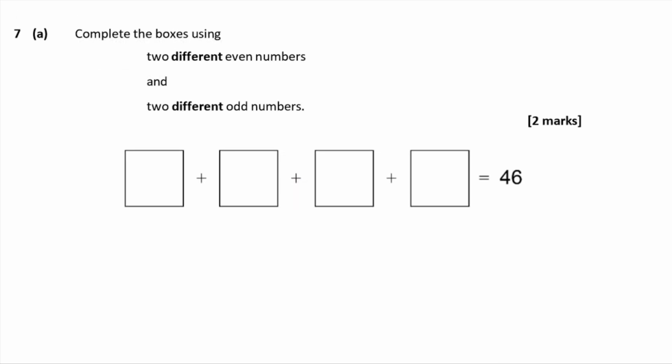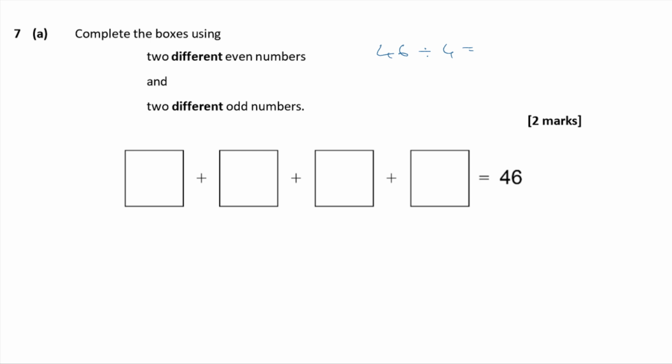Okay. Question 7a. Complete the boxes using 2 different even numbers and 2 different odd numbers. So I need to get 2 odd numbers and 2 even numbers that add up to 46. I'm just going to work out what 46 divided by 4 is to start with, so I can get an idea about what size of numbers these need to be. So 46 divided by 4 comes to 11.5.